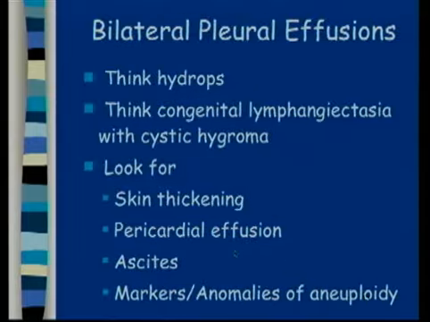So what do you do when you think about pleural effusions? You think hydrops. Maybe this fetus has congenital lymphangiectasia with a cystic hygroma. So let's go upstairs and look and see if there's a cystic hygroma in the neck. Anytime you see pleural effusions, you should look and see if there's skin thickening for hydrops, pericardial effusion, ascites, or other markers or anomalies of aneuploidy.